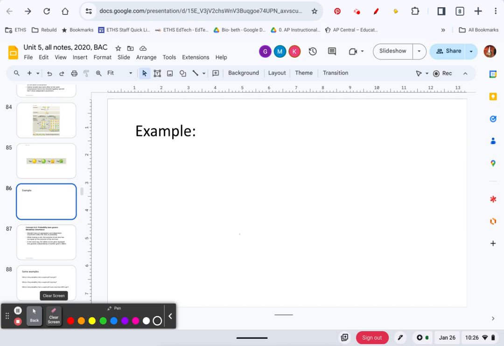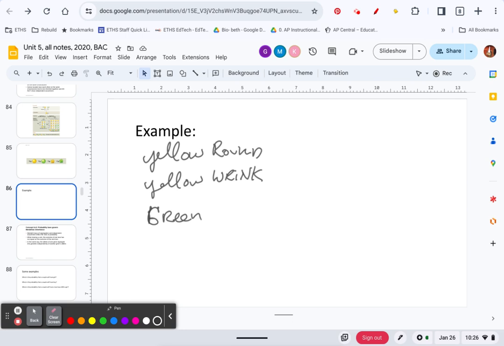Now I want you to break it down for me. I want to know how many are yellow and round? How many are yellow and wrinkled? How many are green and round? And how many are green and wrinkled? Figure that out. I'll give you a hint. They should add up to 16.